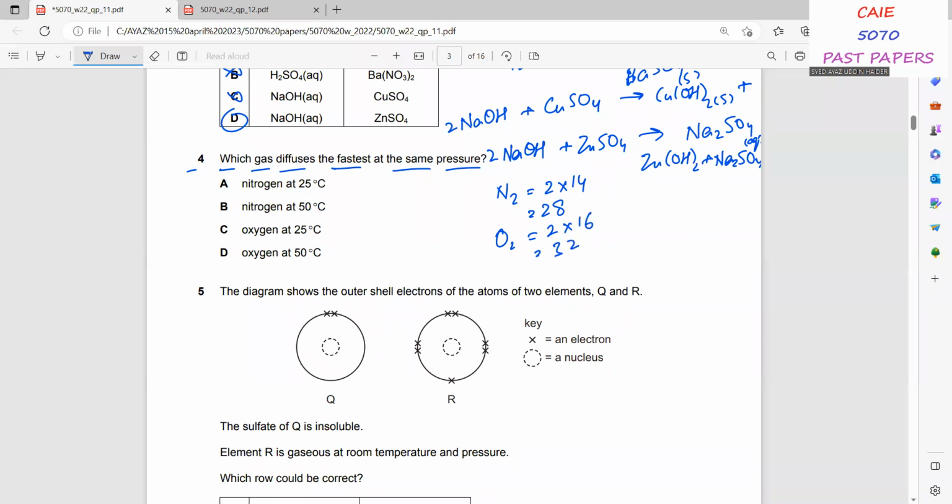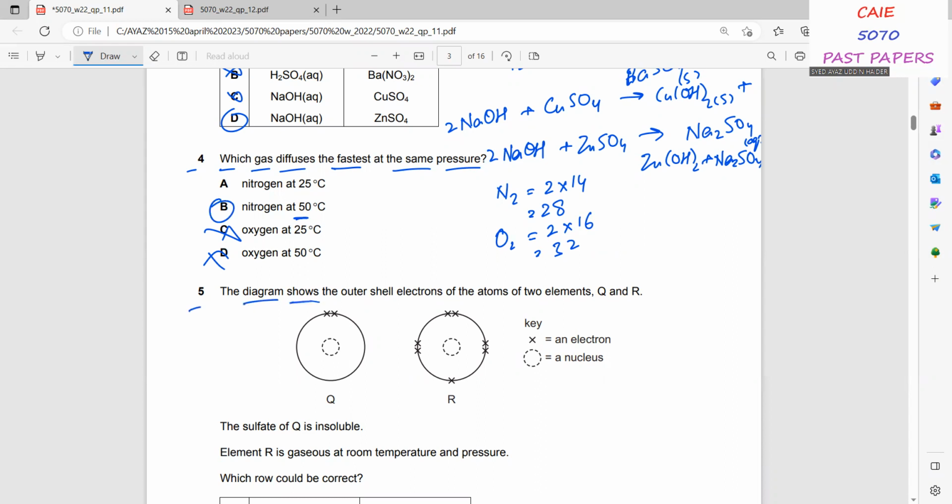In the question, they are saying the gas diffusing at the faster rate, so automatically the choices of oxygen will be omitted. So we can have either A as the correct answer or B. You see in B, they mention high temperature. At high temperature, the rate of diffusion decreases. So B will be the right answer for question number 4.